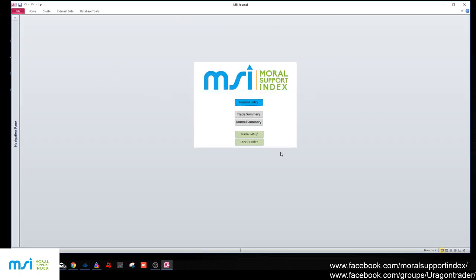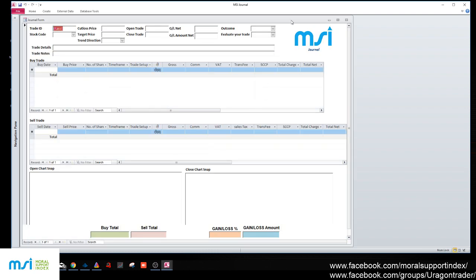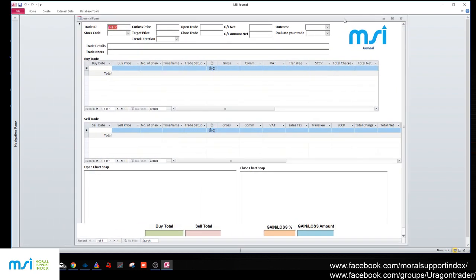Ito yung journal na ma-receive nyo. So makikita nyo meron kayong journal entry. Dito nyo ilalagay yung mga inputs nyo ng mga buy and sell trades nyo. Then we have the trade summary, we have the journal summary, and we have the trade setups and stock codes. Now, umpisa natin sa journal entry. So once you click it, it will bring you to the form ng MSI Journal.